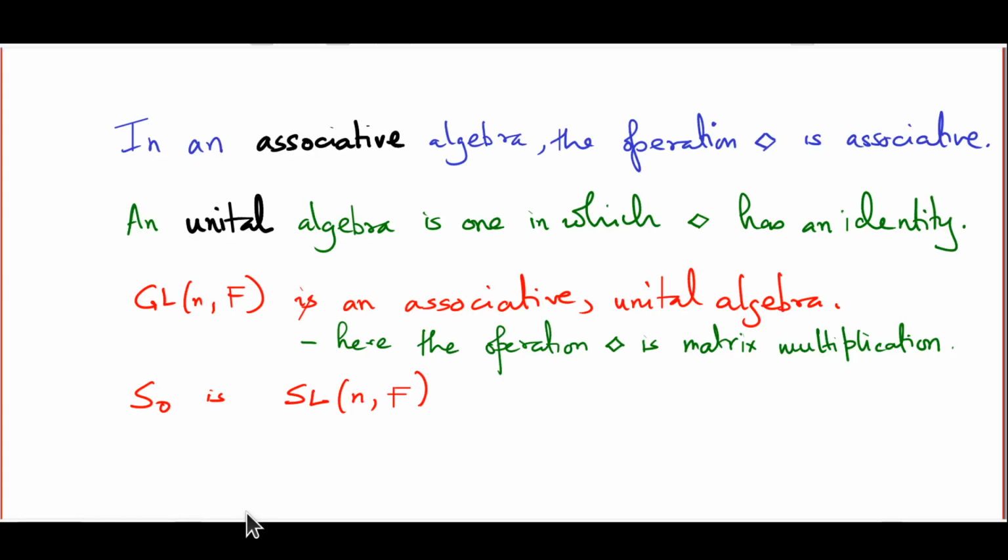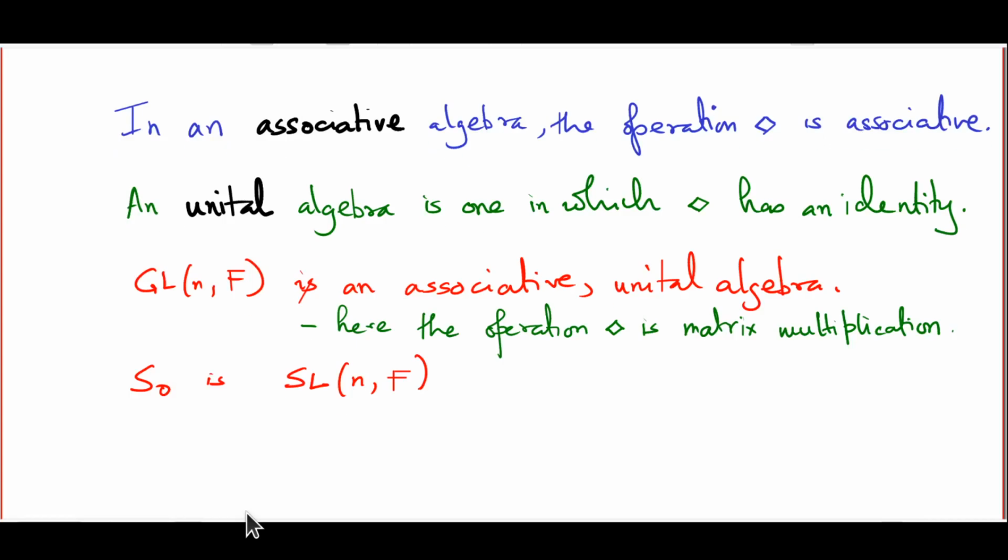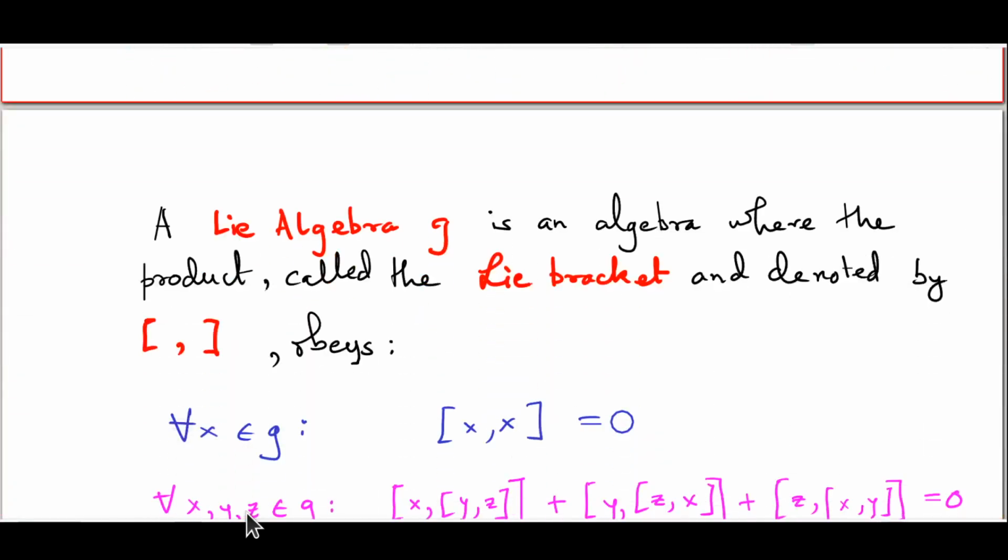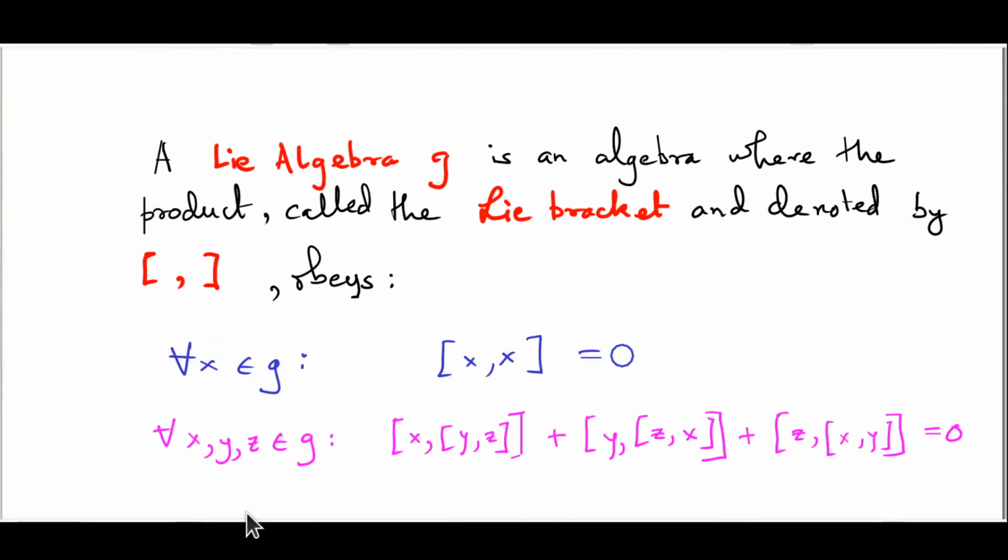But let us now turn to the kind of algebra that we really want to talk about in this lecture. The Lie algebra, which is a special kind of algebra where the product is different from the product that we have talked about so far. A Lie algebra G is an algebra where the product is called a Lie bracket and has a rather special symbol. It's denoted by a square bracket with a comma in between, essentially two slots where your two elements go, and this obeys the following.